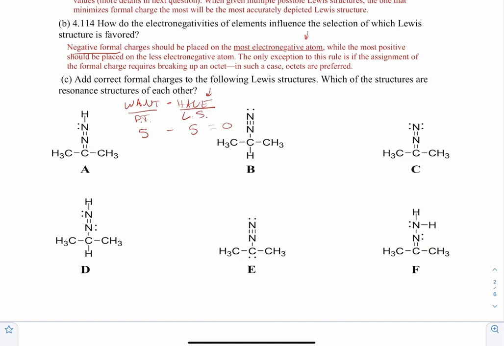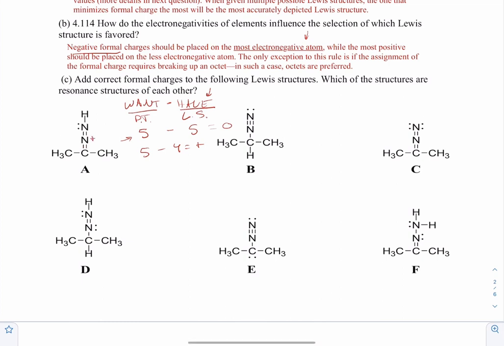So in part A, let's look at the next nitrogen. Remember, it still wants 5. Okay, but now it doesn't have any lone pairs, but it does have 1, 2, 3, 4 bonds, which means now that's going to be my 5 minus 4, which is a positive 1. Okay, so I'm going to put positive right here on that nitrogen.